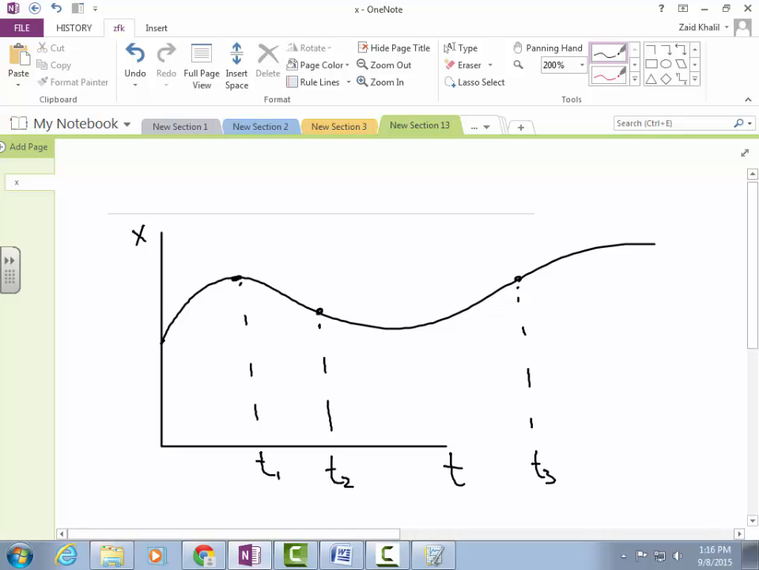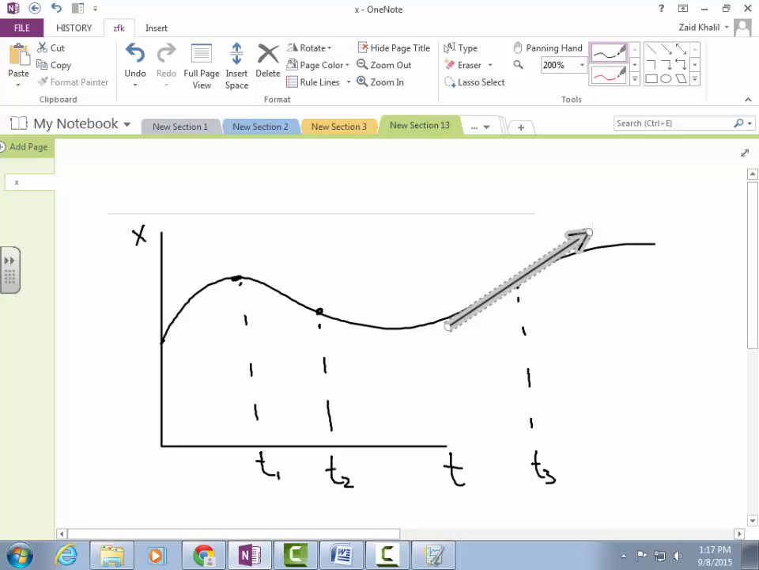You would draw a tangent line through T3. Well, what does that look like? It looks like this. There's your tangent line through T3. The slope of that tangent line is equal to the instantaneous velocity at T3.